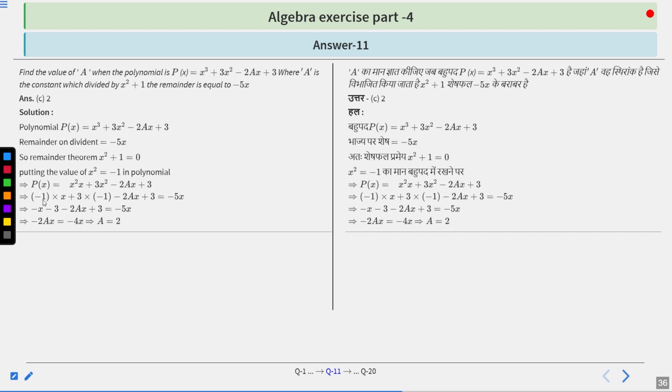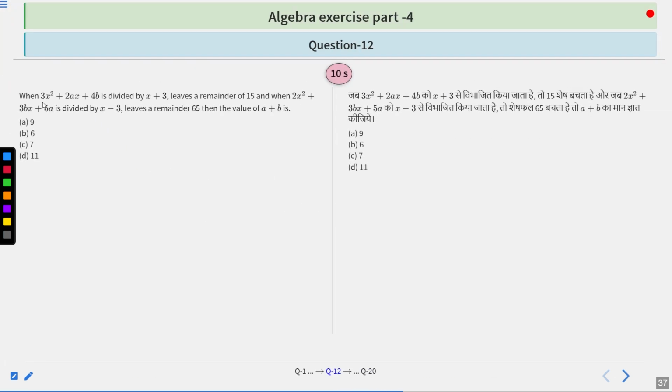So x square is minus 1, into x plus 3 into minus 1, minus 2ax plus 3 equal to minus 5x, because the remainder was equal to minus 5x. Therefore, minus x minus 3 minus 2ax plus 3 is equal to minus 5x, so minus 2ax equal to minus 4x. Therefore, a is equal to 2, because x will cancel out x, minus 2 will cancel out minus 4 by 2. Therefore, we will get only a equal to 2. So option number C, 2 is the correct answer.